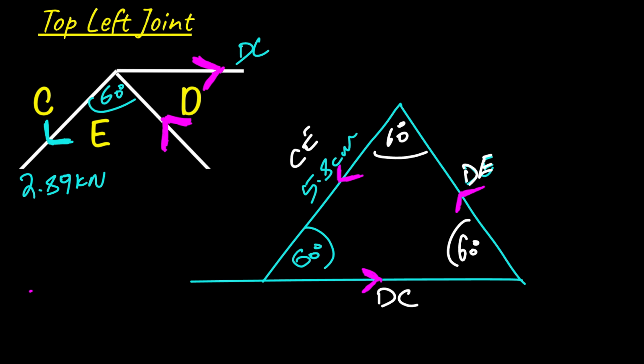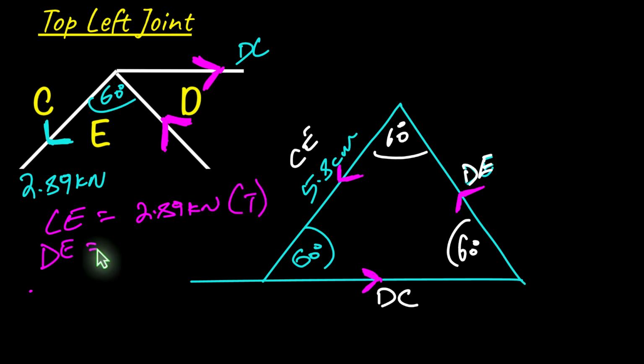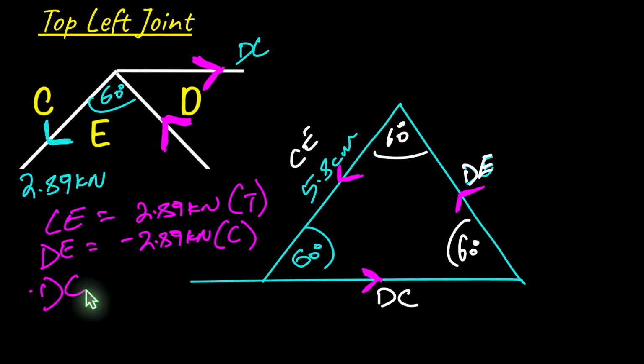So CE, we know that from before, so that's 2.89 kilonewtons, and that's tensile. DE, that's going towards the joint, so that's going to be negative 2.89 kilonewtons. That's compressive. And then what we have left is DC, which is going away from the joint, so that's 2.89 kilonewtons. That's a tensile member.